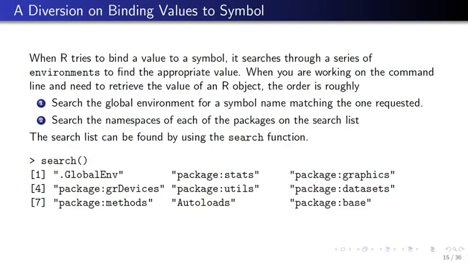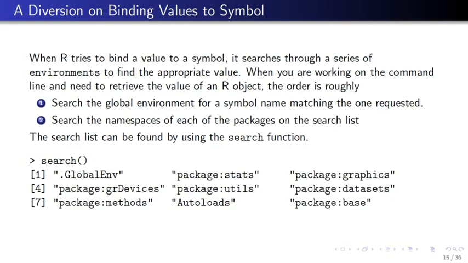And so when you're working on the command line and you need to retrieve the value of an R object, the first thing that happens is you search the global environment for a symbol name matching the one requested. The global environment is just your workspace. It consists of all the things that you've defined or loaded into R. If there's a symbol there that matches the name of the one that you're requesting, then it will take that symbol and retrieve the value that's associated with it. So in this case, I defined lm in my global environment, and so because that exists, if I'm working at the command line, when I call lm, it's going to find that object first.